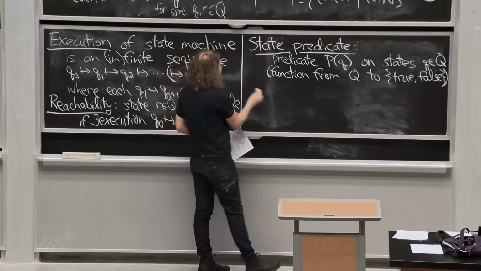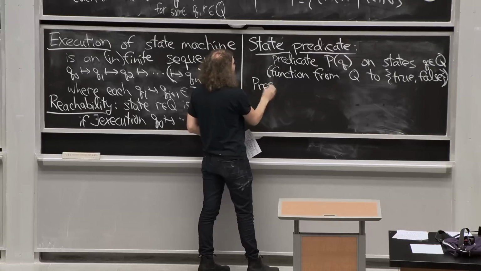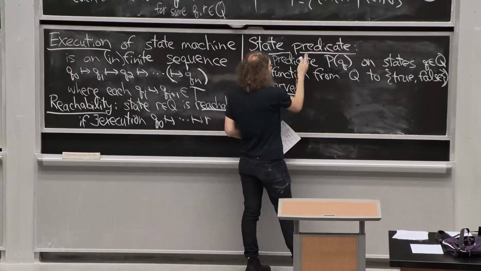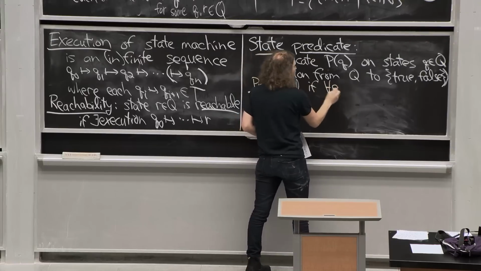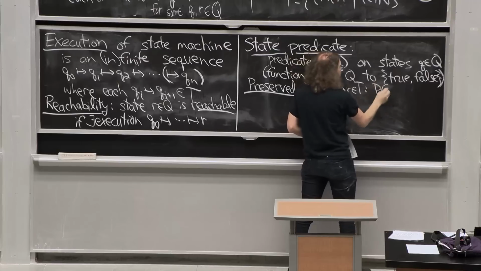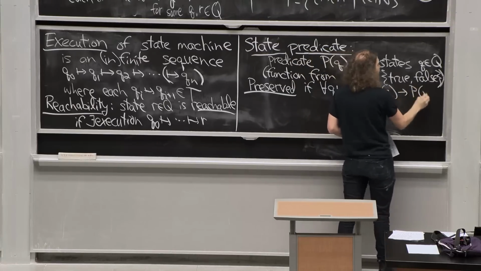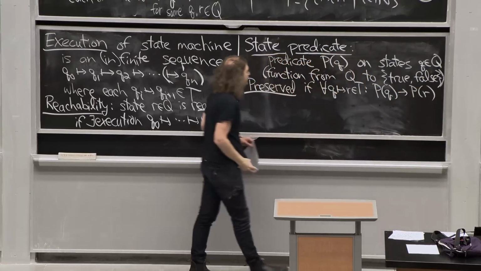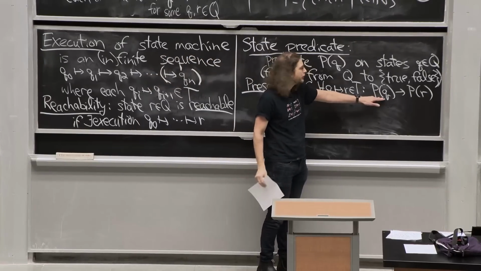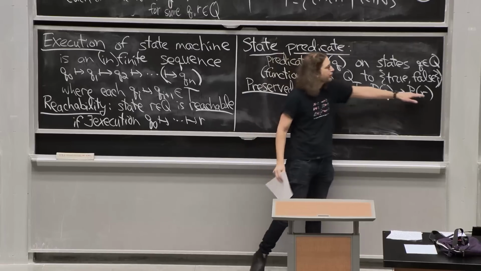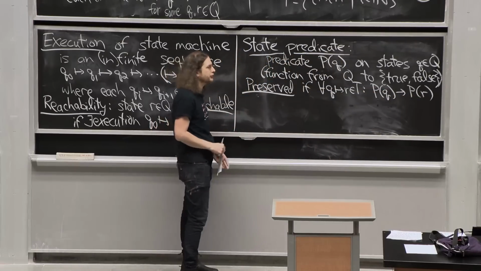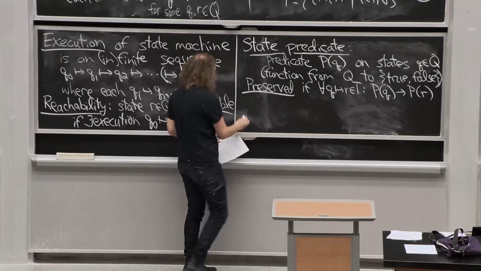OK, now we're going to define two types of predicates that are particularly interesting. A predicate is preserved if, whenever there's a transition from Q to R, P of Q implies P of R. What does that mean? It means that if I start in some state where P is true, and I do a transition, then P remains true. So the truth of P is preserved along transitions. OK, we'll make this concrete in a second.